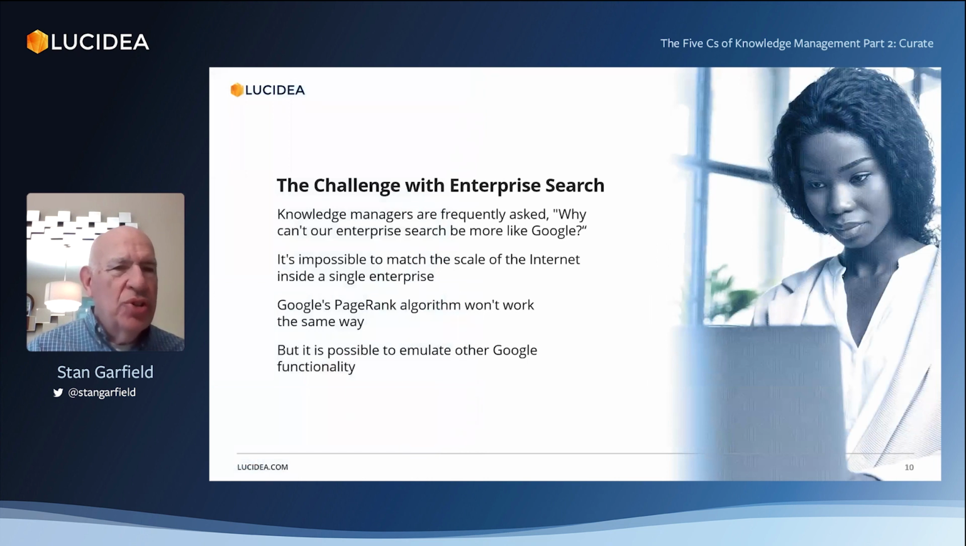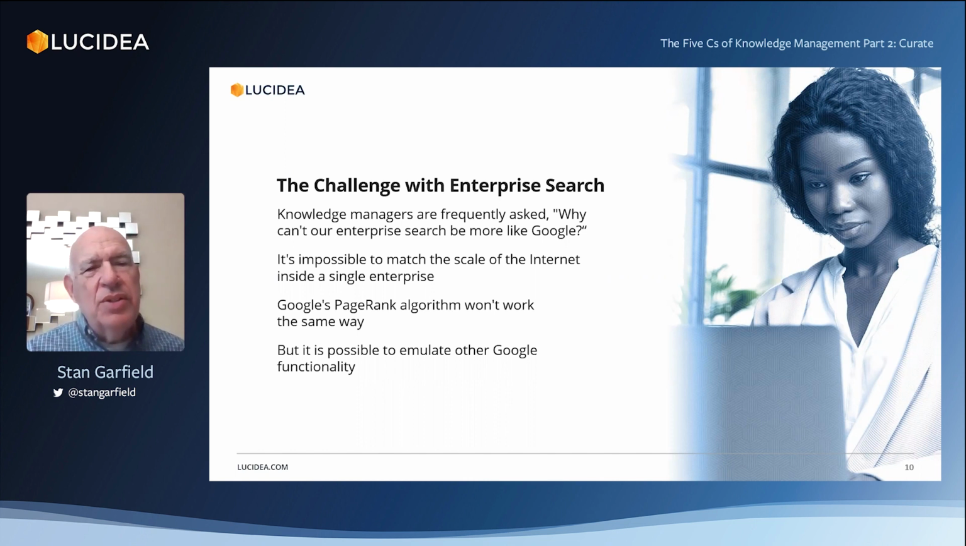Let's start with search. The challenge with enterprise search is that knowledge managers are frequently asked, why can't our enterprise search be more like Google? If you've worked in a knowledge management role, you've probably had this question asked of you. Sometimes we struggle with the answer because we're all used to using Google ourselves, and we can usually find things that way out on the internet. And then the question is, why can't it work that way inside of an enterprise?